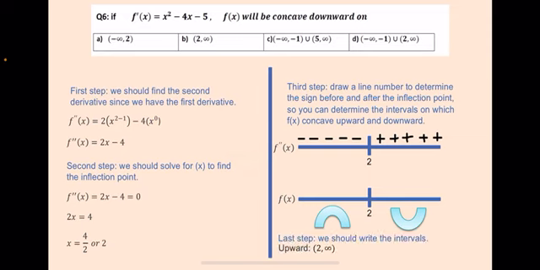So the interval is upward from 2 to infinity, as shown in the number line. From 2 to infinity there is concave upward, and from minus infinity to 2 there is concave downward.